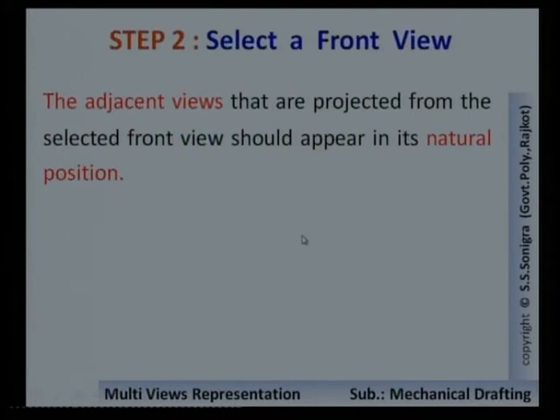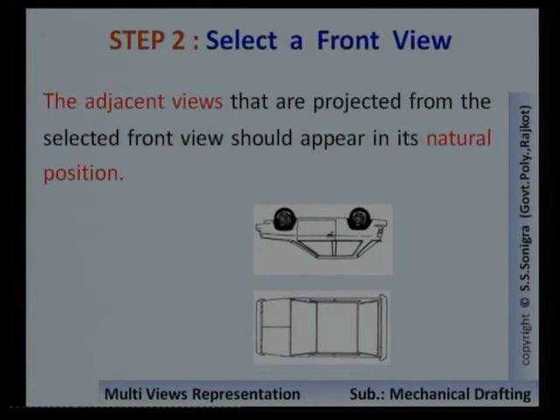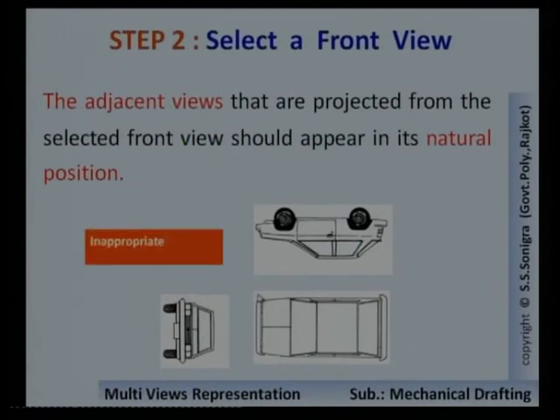The adjacent views that are projected from the selected front view should appear in their natural position like this. It should not be drawn like this. We can draw the car like this, right? Because the car may be put in any position, but here we should take care that a natural position should be maintained. Technically this is also correct, but the car cannot be drawn like this, so we have to draw it in natural position. This is inappropriate.